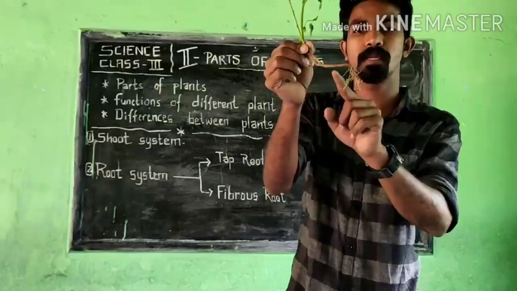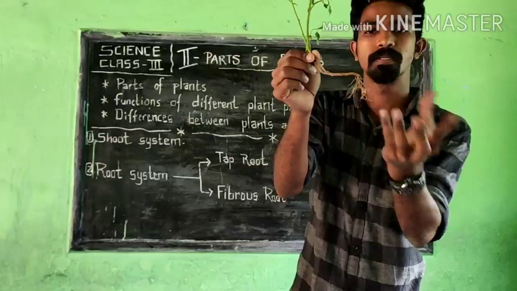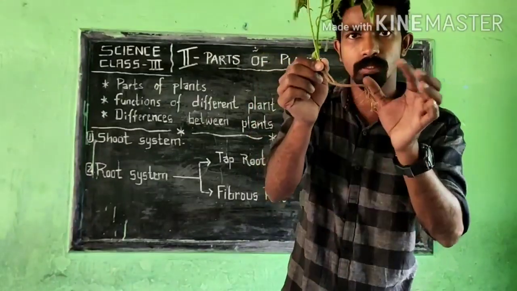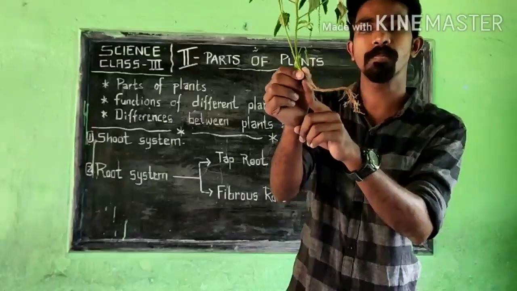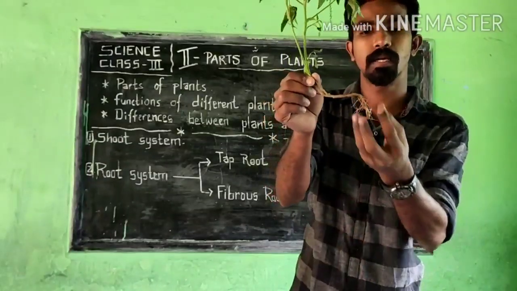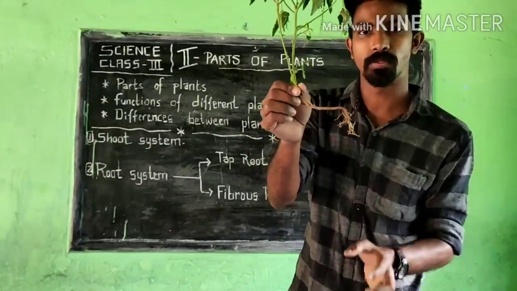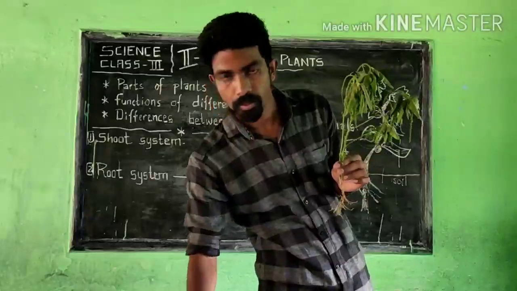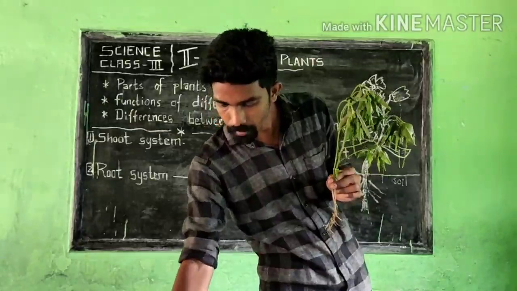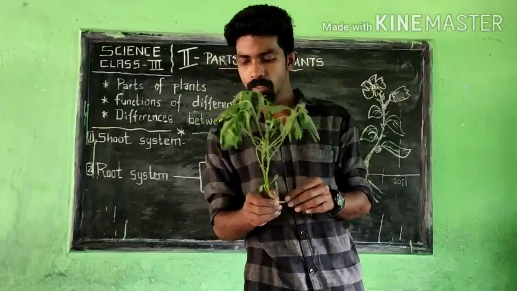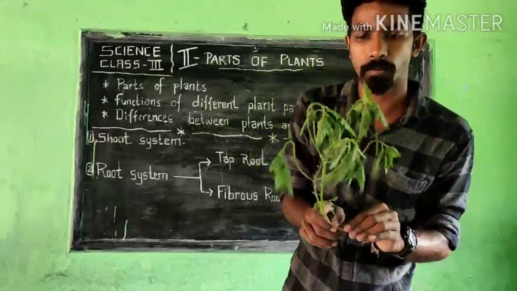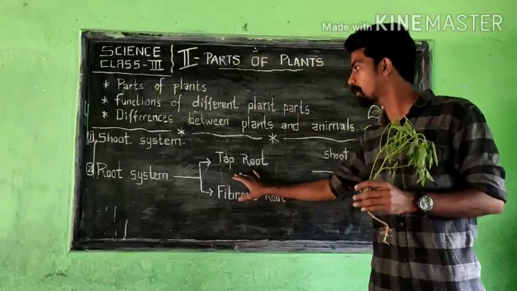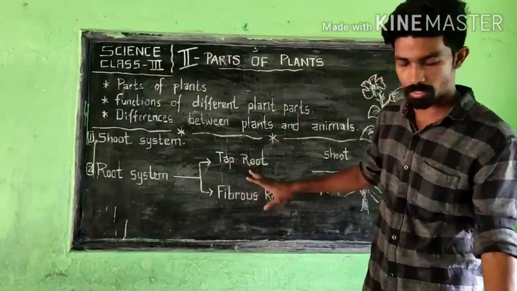You can see a main branch there, then there will be side branches. So this is a good example for taproot. It grows from the bottom portion of the stem and it has branches as it goes into the soil. That is called taproots. There are a lot of examples. Peas, beans, then rose and tomato, etc., have taproots. So that is the explanation about taproots.